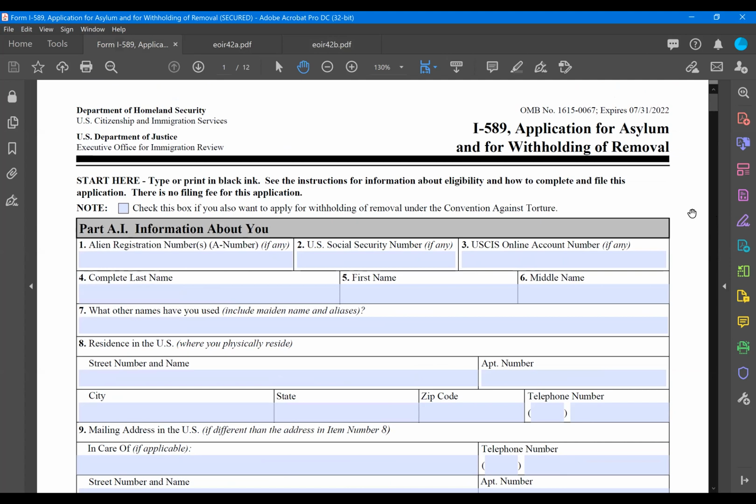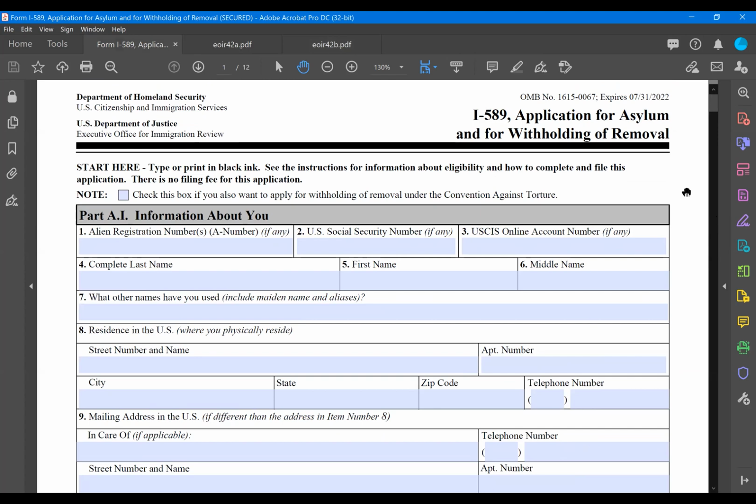You'll notice it is I-589, just like an I-485 or I-765. It does look like a USCIS form. So in a lot of ways, it looks similar to the other ones. Like I said, it can be used for USCIS or the immigration court, but you'll see that it asks for some different kinds of questions.